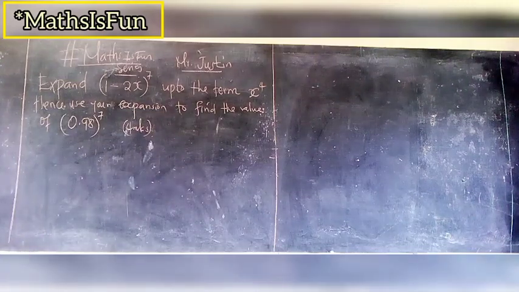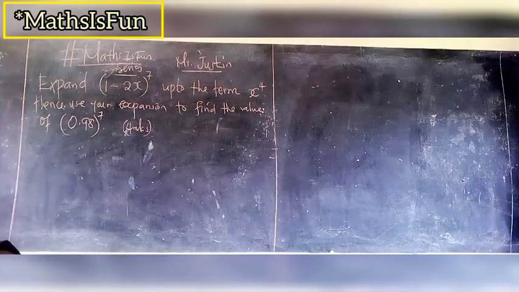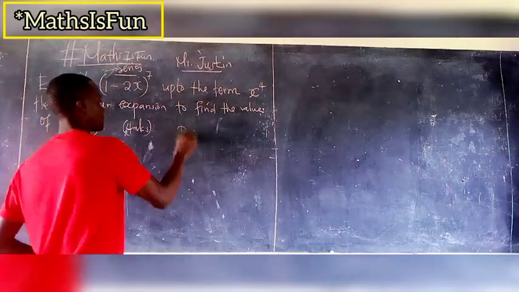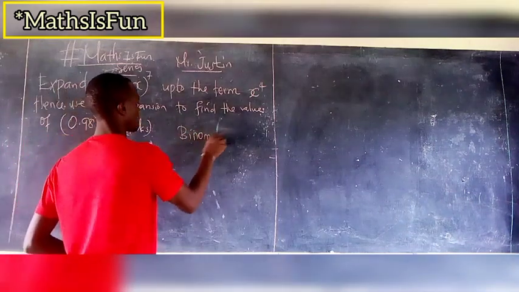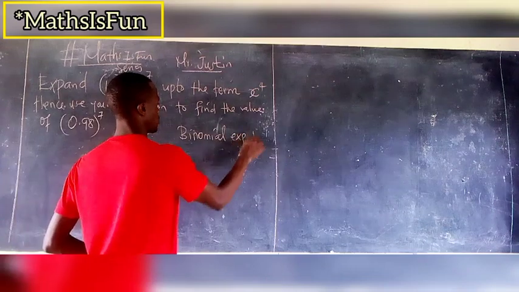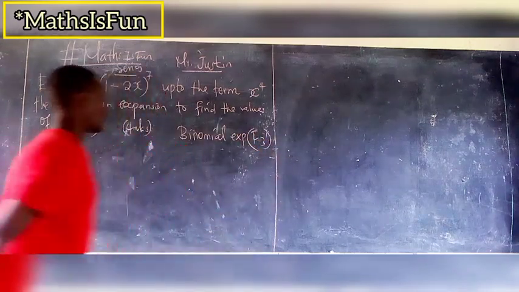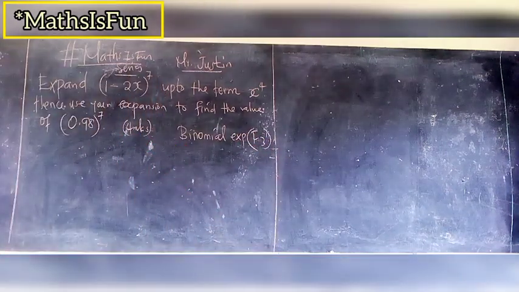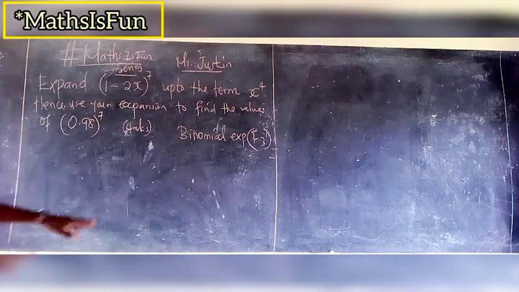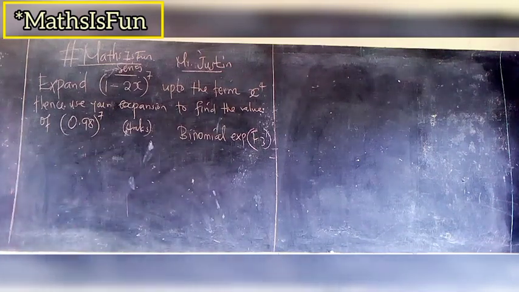I am yours, Mr. Justin, and in this lesson we are going to handle a question that comes in paper 2 from binomial expansion. That is binomial expansion in form 3, whereby we are going to learn how we expand. Then after learning how we expand, we use our expansion to solve a certain given situation like this.